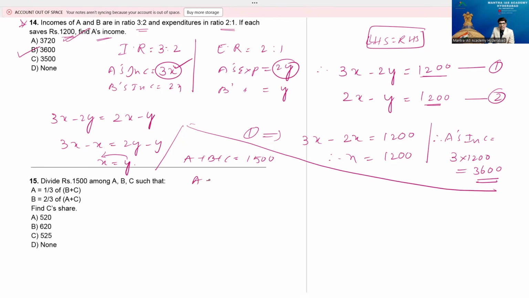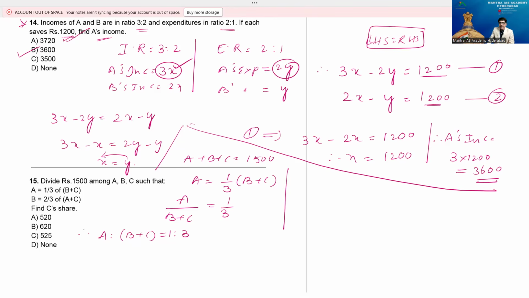And A's information in this case is one third of B plus C. Very beautiful point. So I'll use my mathematical application. A by B plus C is going to be 1 by 3. Therefore, A is to B plus C is equal to 1 is to 3, beta. Means A is one part, B plus C 3 parts.